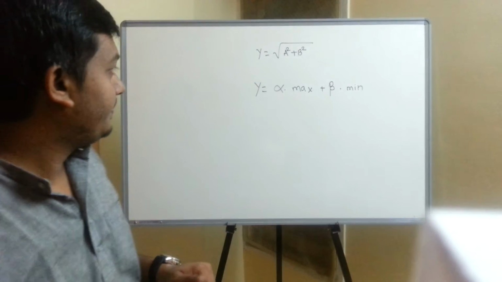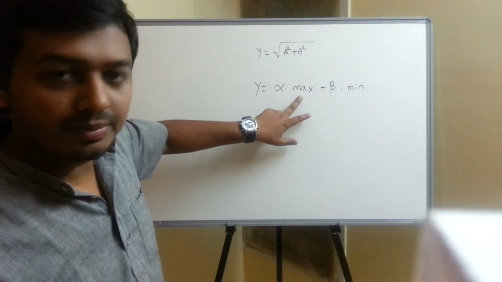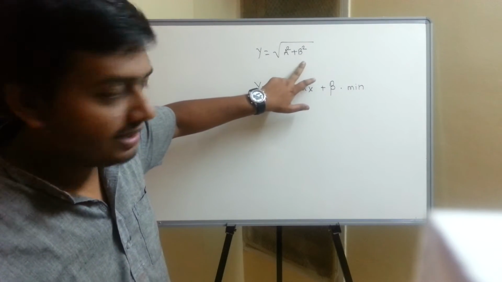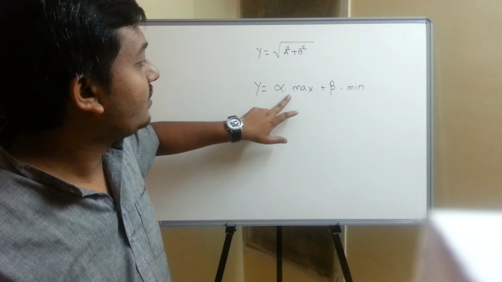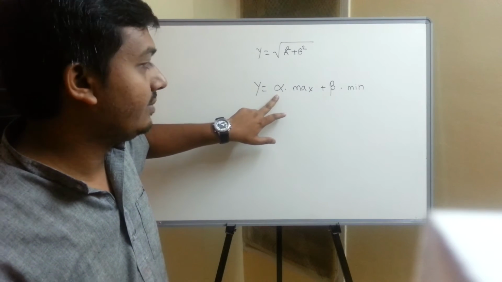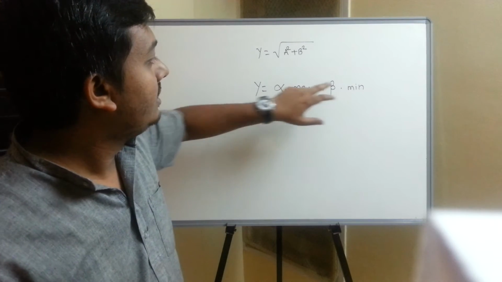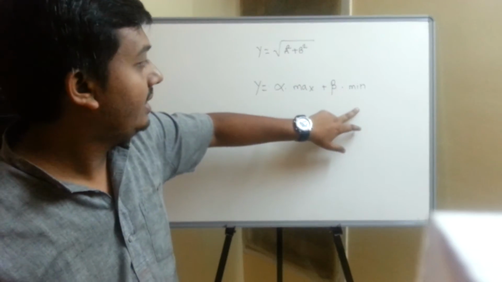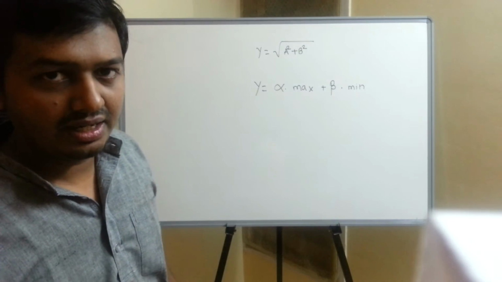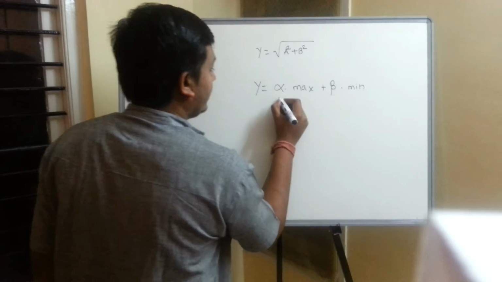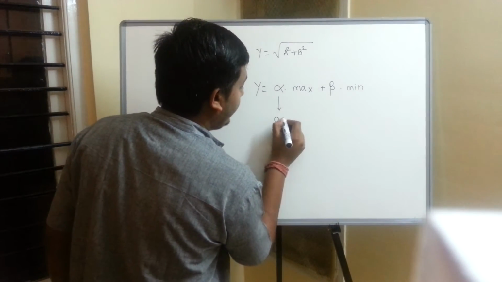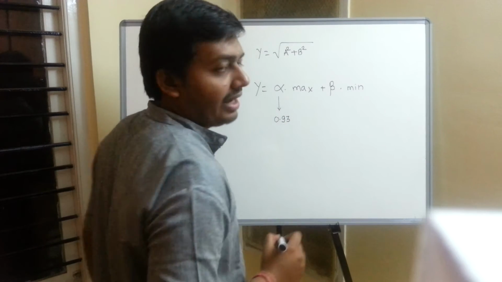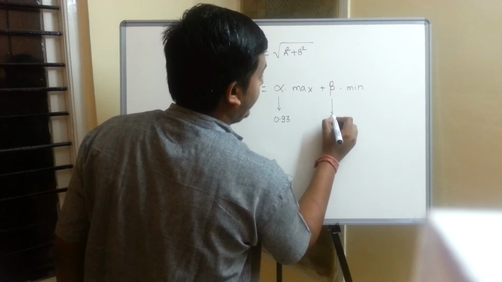What it does is it finds the maximum number among a and b, which is multiplied by alpha. It's a fixed number, a coefficient. Then it finds the minimum number among a and b, which is multiplied by beta. Again, it is a coefficient. The value of alpha is 0.93 and the value of beta is 0.4.